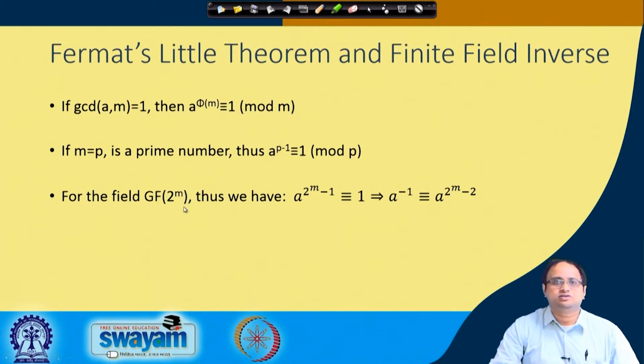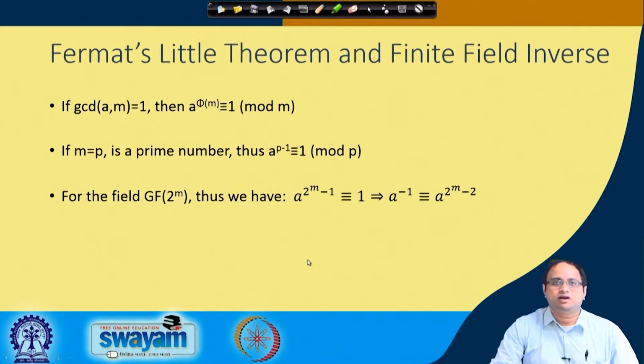If you have the field which is GF(2 to the power of m), where there are 2 to the power of m elements in the field. So, this is the extension field that we saw in the last class, where you extend from GF(2) to GF(2 to the power of m) using an irreducible polynomial whose degree is m. Then we know that a to the power of 2 to the power of m minus 1 should be congruent to 1, which means that if I want to compute a to the power of minus 1, then I need to compute a to the power of 2 to the power of m minus 2, because essentially that should be giving me the multiplicative inverse.